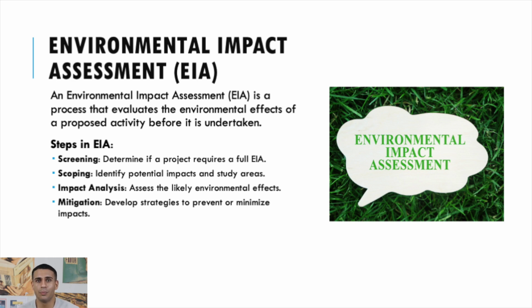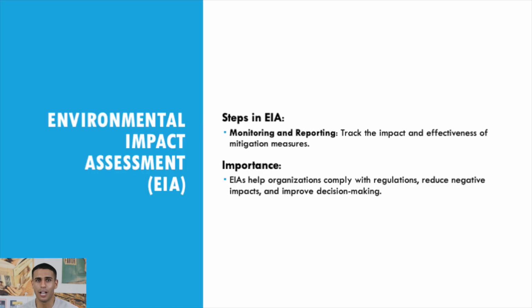1. Screening. Determine if a project requires a full EIA. 2. Scoping. Identify potential impacts and areas to study. 3. Impact analysis. Assess the potential effects on the environment. 4. Mitigation. Develop strategies to prevent or reduce negative impacts. 5. Monitoring and reporting. Track impacts over time and ensure mitigation measures are effective. An EIA helps organizations comply with environmental regulations, make better decisions, and minimize their ecological footprint.